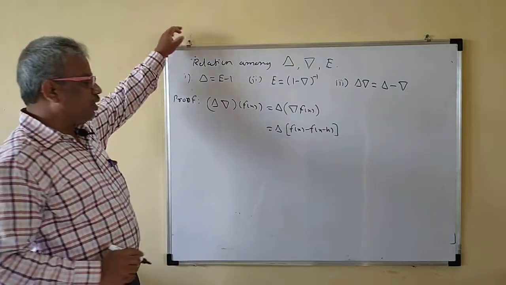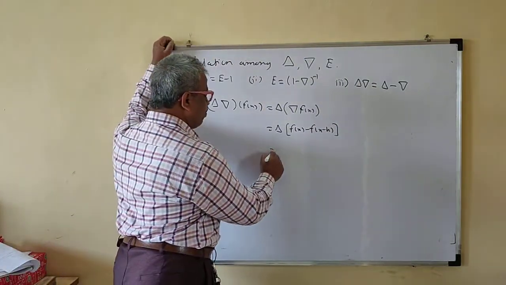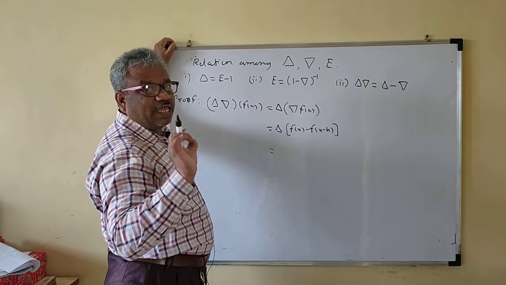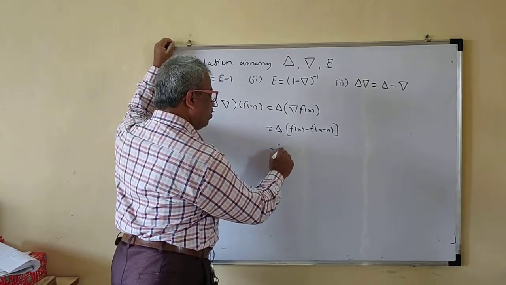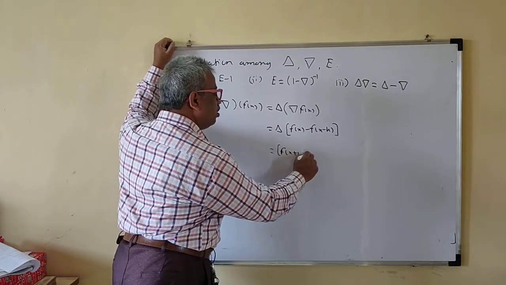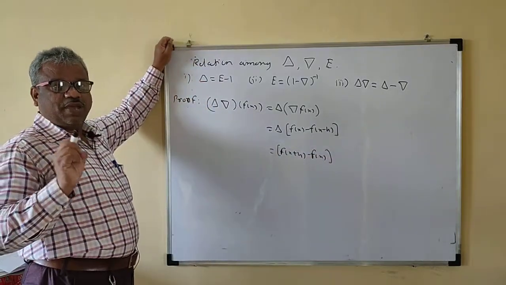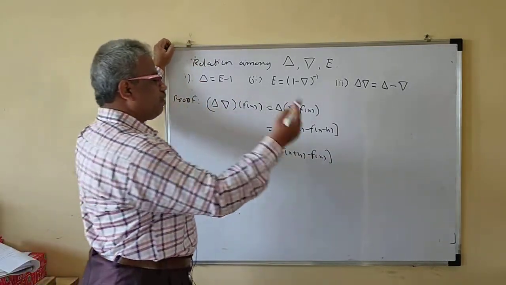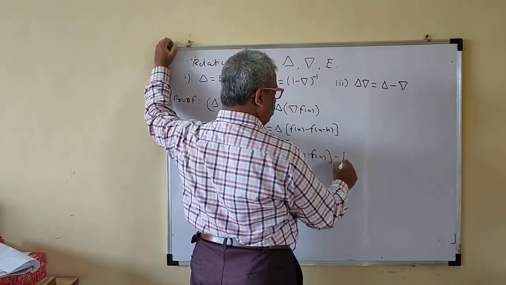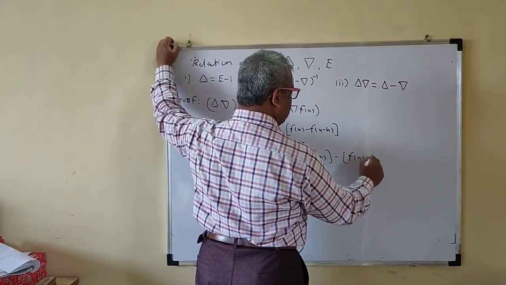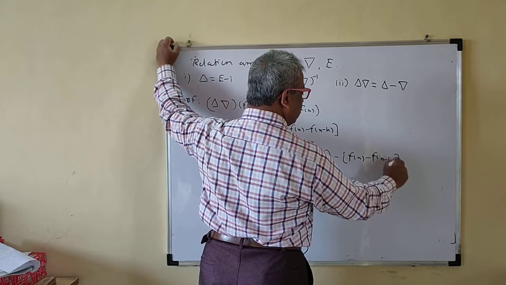Now we apply the forward difference operator. So what is the forward difference operator? You have to write x and x plus h. So in the first bracket, f of x plus h minus f of x, replace x by x plus h, and then subtract this as it is. So this is f of x minus f of x minus h.